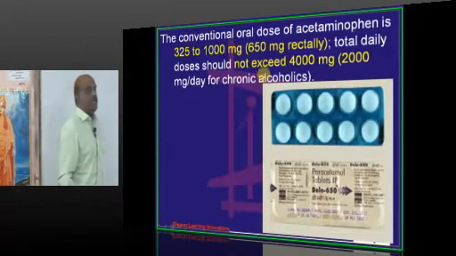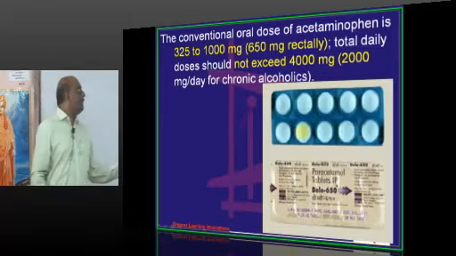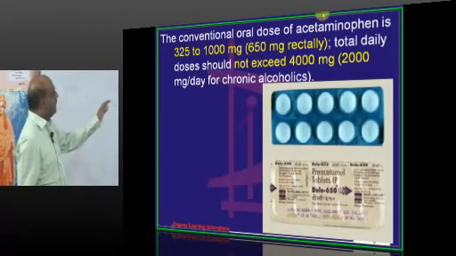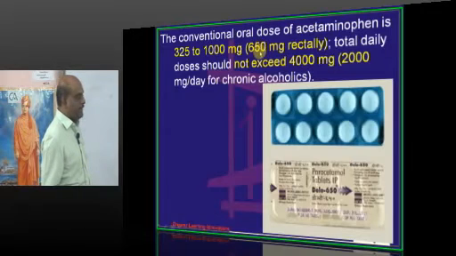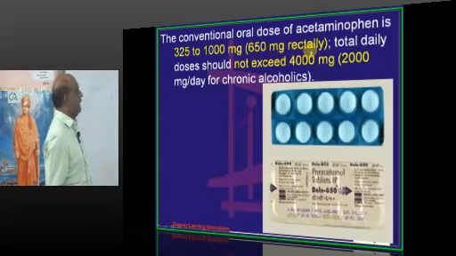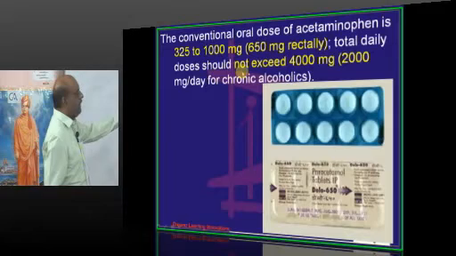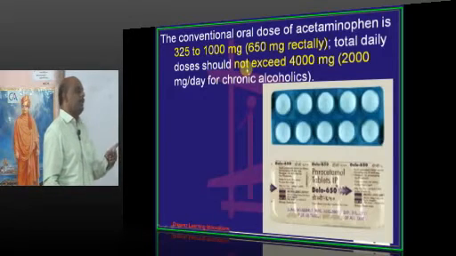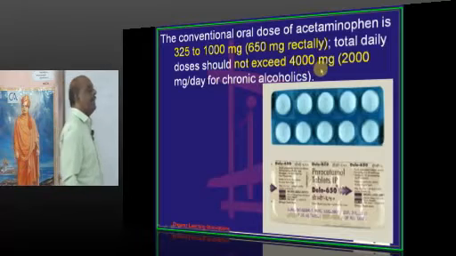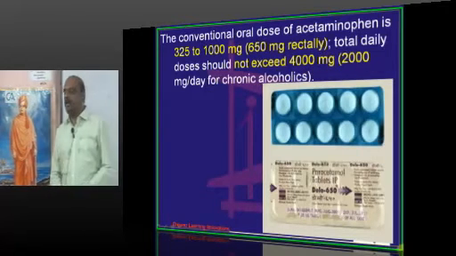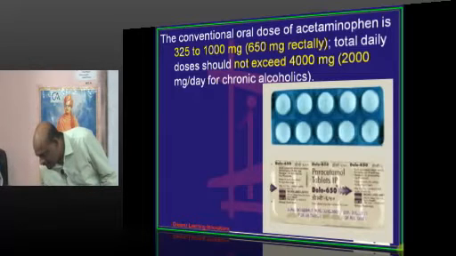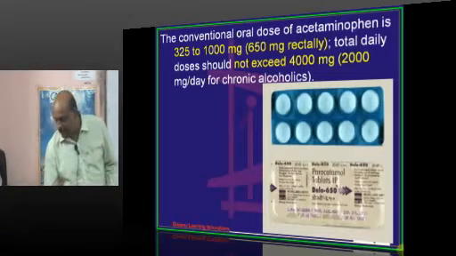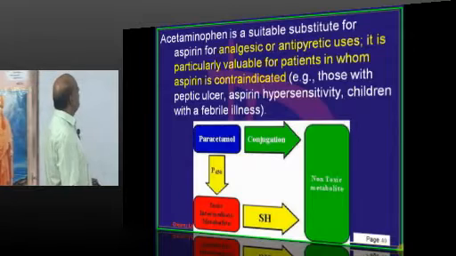Now what is the dosage of acetaminophen? 325 to 1000 milligrams. Paracetamol can also be given rectally, especially in the pediatric population, at 650 milligrams. Generally the rule is don't give paracetamol such that the dosage exceeds 4000 milligrams in a day. Normally what is the common tablet we give, doctor? Dolo 650.